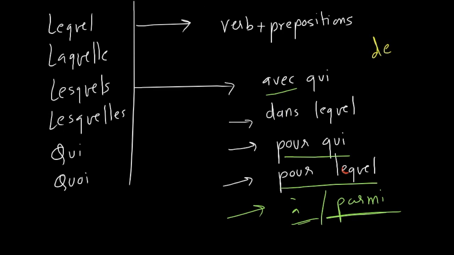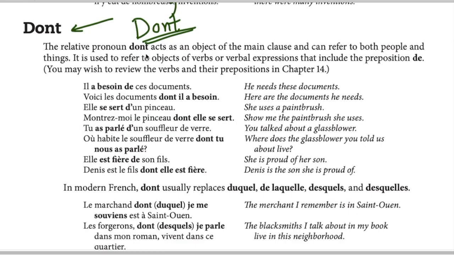The relative pronoun dont acts as an object of the main clause and can refer to both people and things. It is used to refer to objects of a verb or verbal expression that include the preposition de. It seems very technical, this particular definition. It will become more clear when we see the examples.